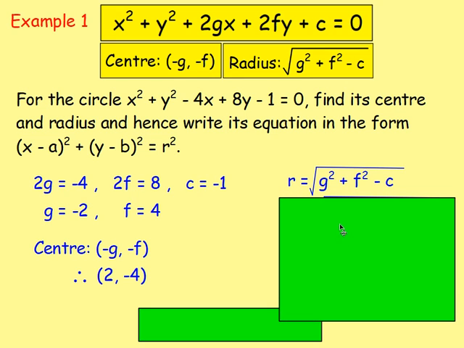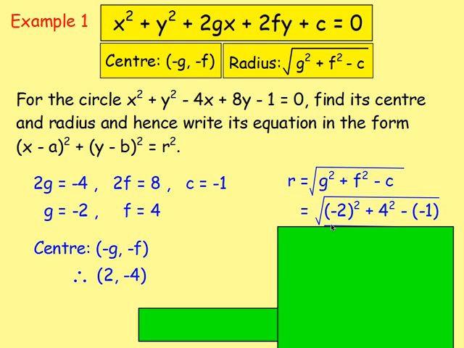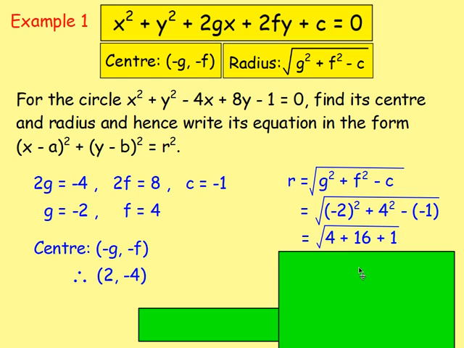Square root of g squared plus f squared minus c. You will then sub in these values for g, f and c. Let's do that. So you've got the square root of negative 2, that's g, squared, plus f is 4 squared, and c is negative 1. So you're taking away negative 1, meaning then that will become plus 1. So that gives you 4 plus 16, and then as I said, that is plus 1.